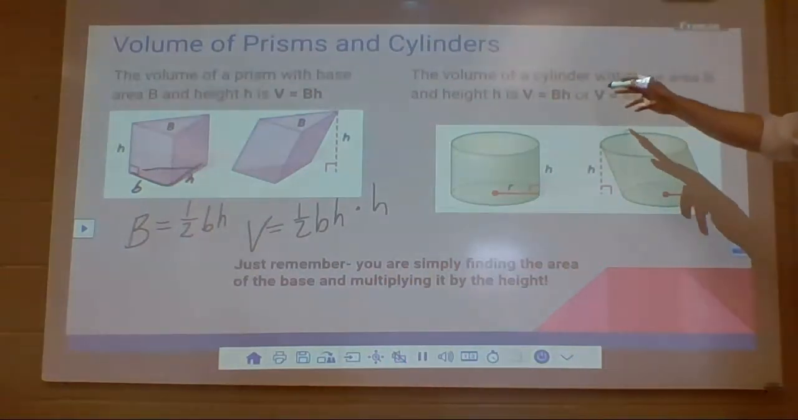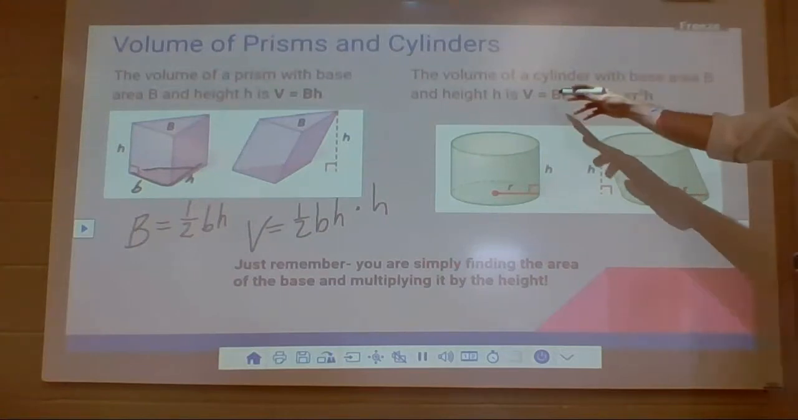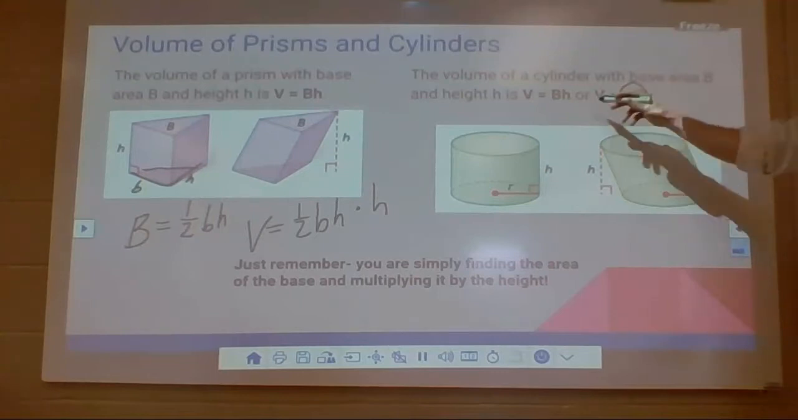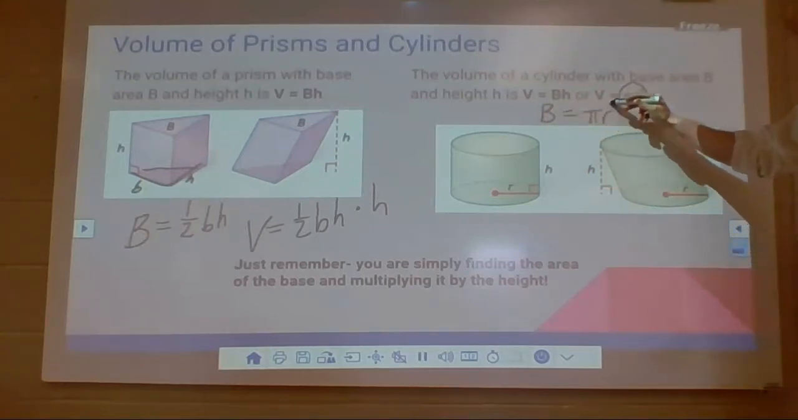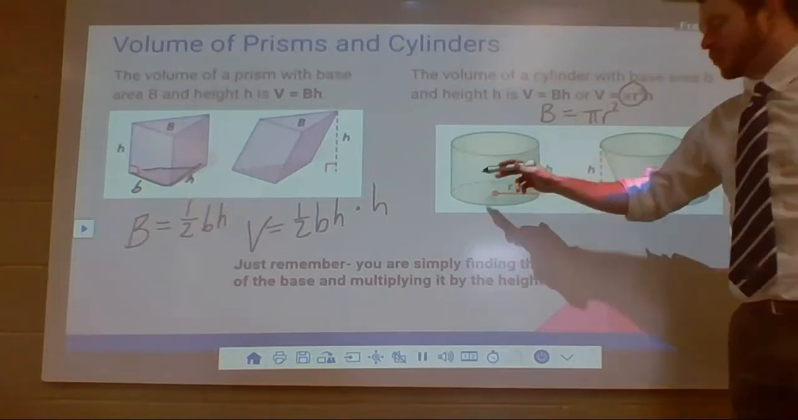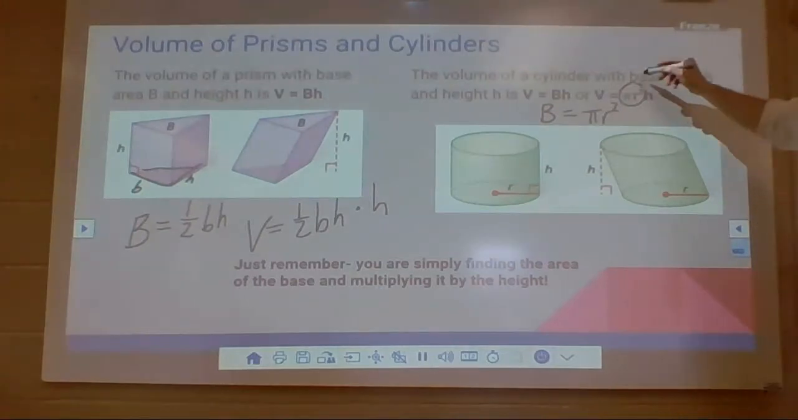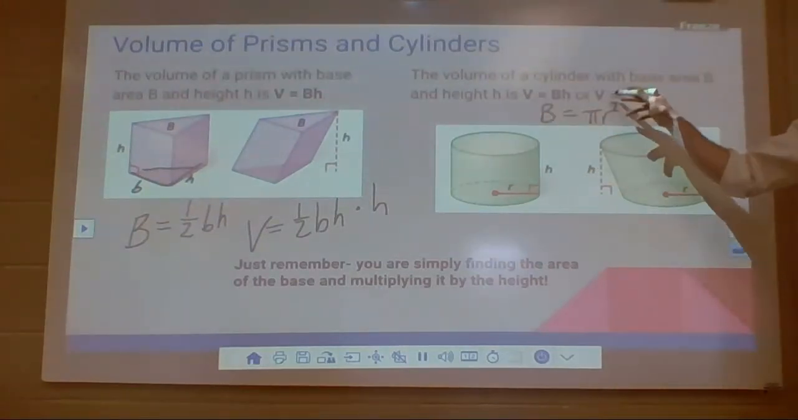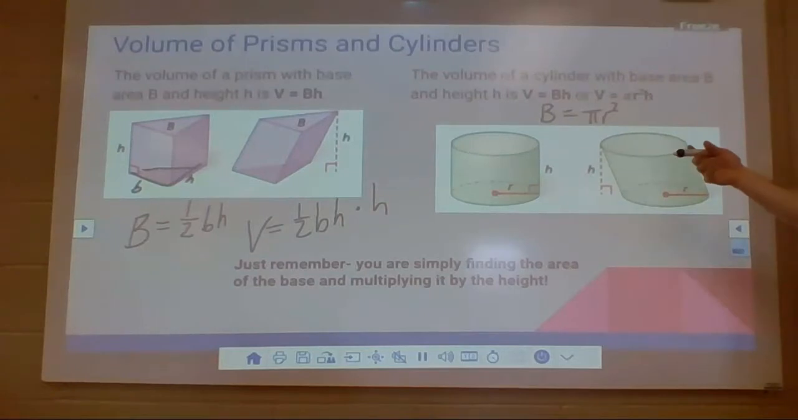Now we have another formula for volume of the cylinder. It's really volume equals base times height, but the area of the base is going to be pi r squared, because that's how we find the area of a circle, pi r squared. So you have that other formula, which is essentially the same as this. It's the area of the base times the height, pi r squared times the height. So that's the volume formula for a cylinder.